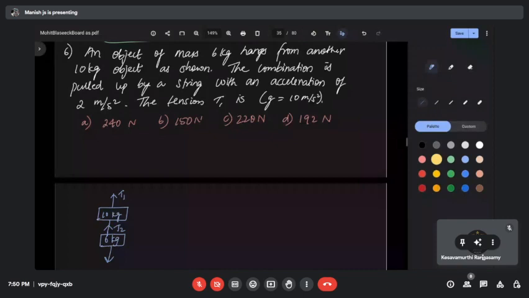Yes. So can you tell me what will be the free body diagram? Are you guys able to solve it? Just try it.